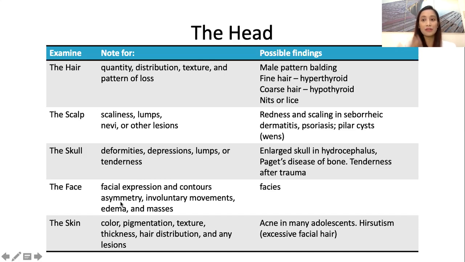In the face, look at the facial expression, the affect of the patient, the contours of the face. Is there any asymmetry? Usually that can point to a stroke or a Bell's palsy, any involuntary movements like tics, edema. Facial edema can point to nephrotic syndrome, and any masses. Let's say you have mumps parotitis here or a salivary gland tumor, and also some facies. You can have some cleft palate here also.